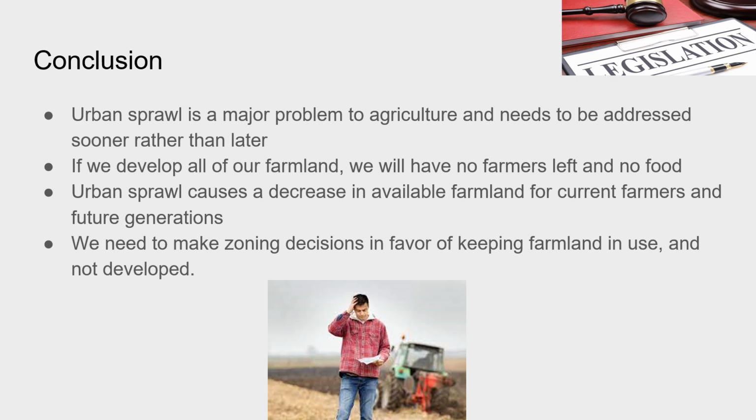I think that urban sprawl is a major problem to agriculture and really needs to be addressed, because the way it is now, it's not as regulated as I think it should be, and it's really causing a lot of stress on farmers, and that's our food source also, so we need to keep that in mind. It's not just farmers; it does directly affect us. We need to make zoning decisions in favor of keeping farmland in use and not developed, even though developing farmland is a much bigger moneymaker than farming is.